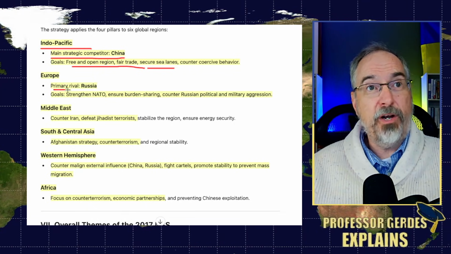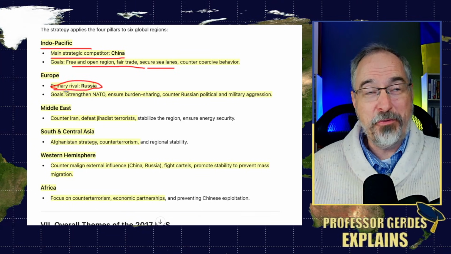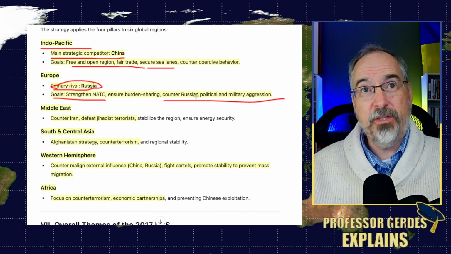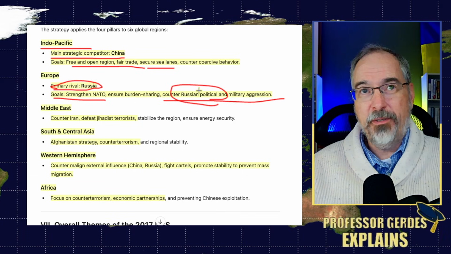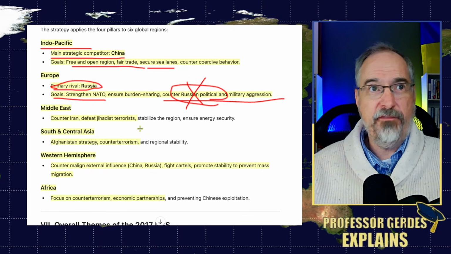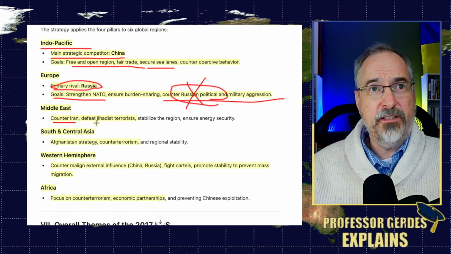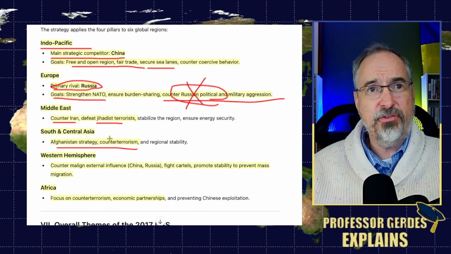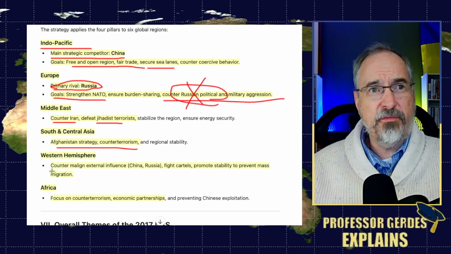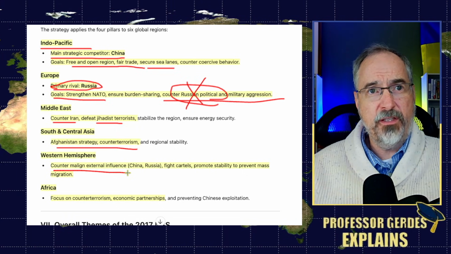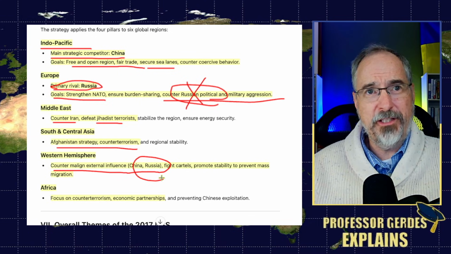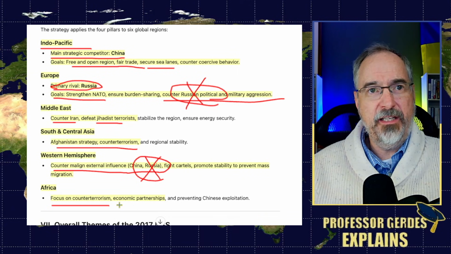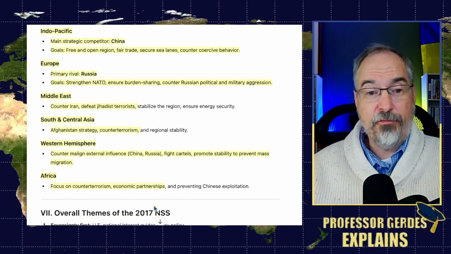Europe, the primary rival is Russia in the 2017 document. Goals are to strengthen NATO, counter Russian political and military aggression. Russia, but that's not going to be talked about in 2025. Middle East, counter Iran, defeat jihadists. South and Central Asia, Afghan strategy, and counter-terrorism, right? Western Hemisphere, counter malign external influence like China and Russia. Again, not there anymore. Africa, focus on counter-terrorism and economic partnerships. You're getting a flavor for what's changed here.